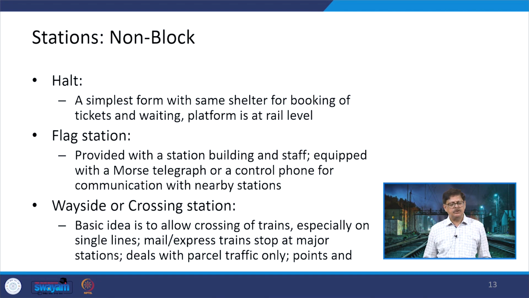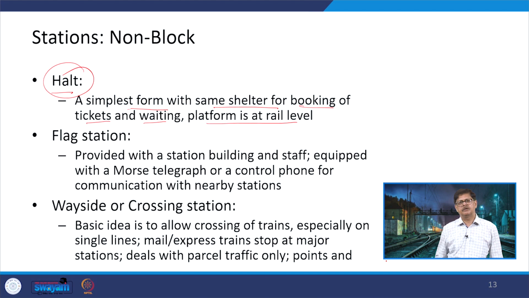Now let us look at the non-block type of stations. One is known as halt. This is the simplest form with same shelter for booking of tickets and waiting, and platform is at the rail level. So it is just a ground level station, a very small hut type of structure may be there from where the tickets can be given, and just in front of that some small waiting area can be created. So this halt is basically for those particular locations where there is not much passenger traffic, and the train may be stopping here maybe for a minute or maximum 2 minutes.